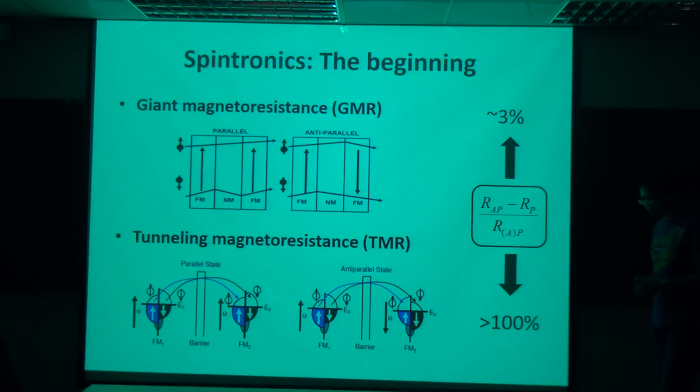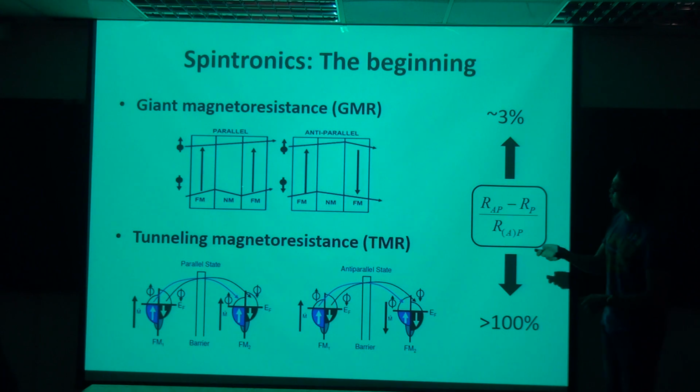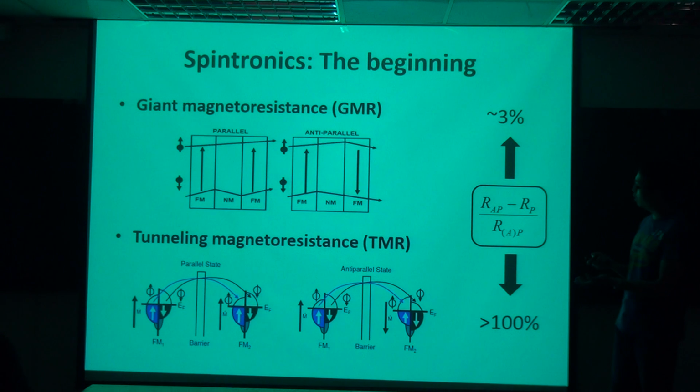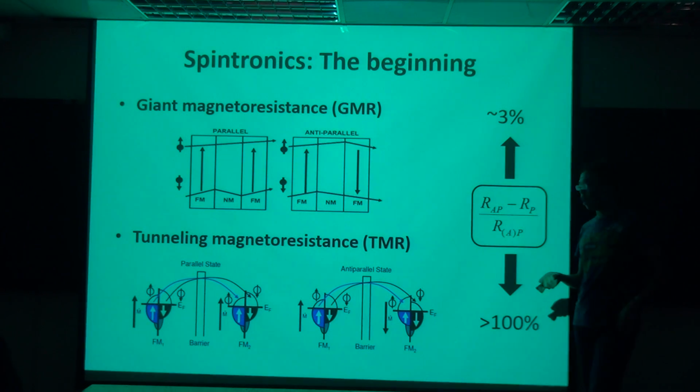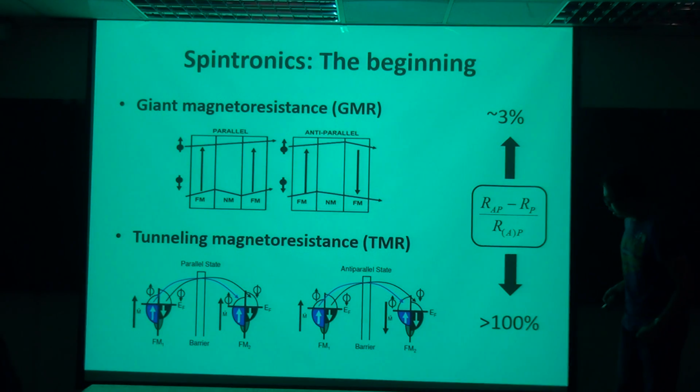And another approach is to replace the normal metal layer here, typically copper with weak spin orbit interaction, with an insulator. This can be, let's say, aluminum oxide. At the beginning, a lot of people used aluminum oxide, but later people found that if you use magnesium oxide, MgO, you can actually improve the MR. This is from the tunneling effect, so we call this TMR, even greater than 100%.